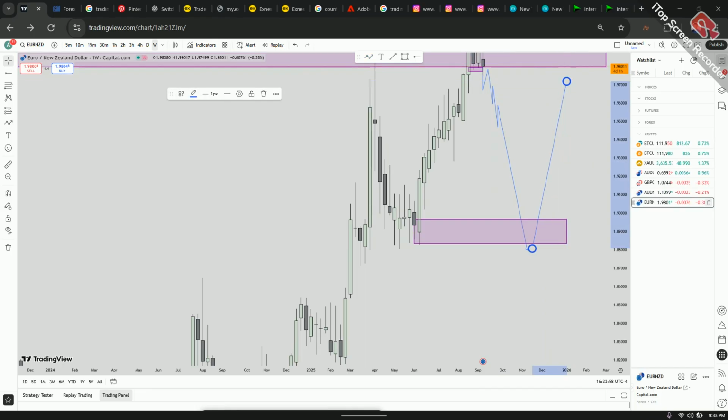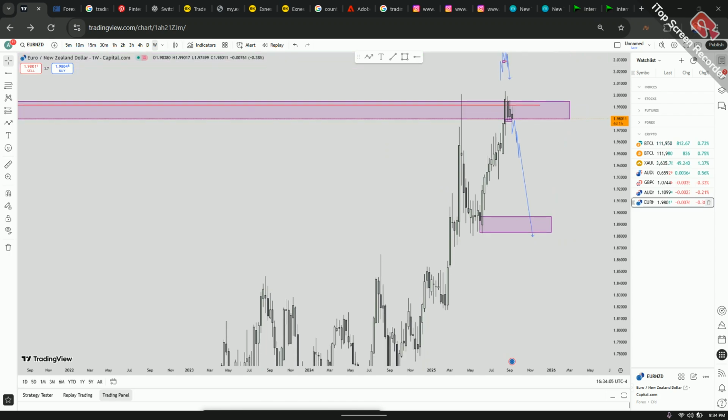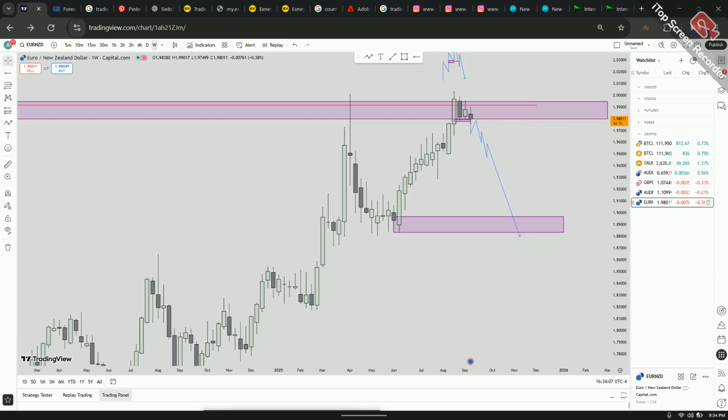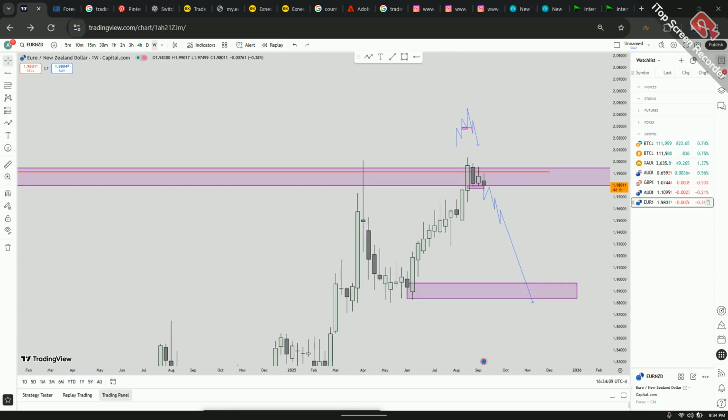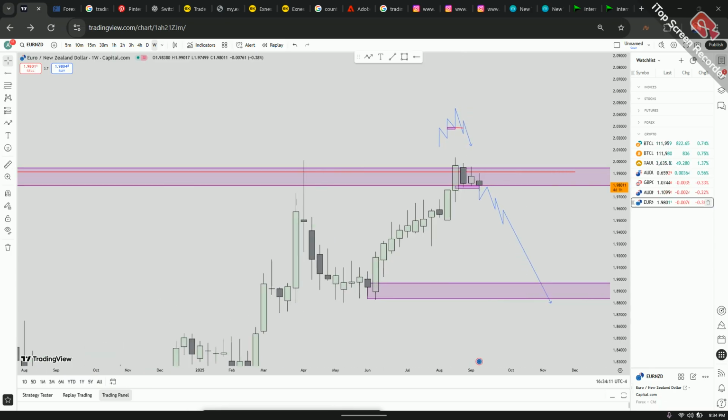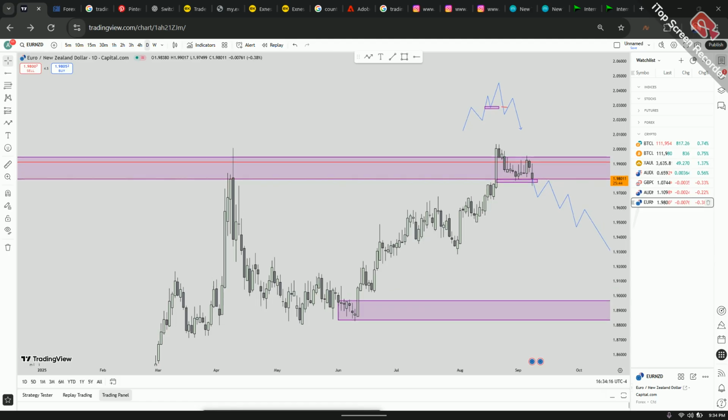So for now, let's focus on the sell we are looking for. I've gotten confirmation, multiple confirmation. This market might sell. And remember, I told you guys about liquidity. All right, so let's go back to the daily time frame and see what's happening.